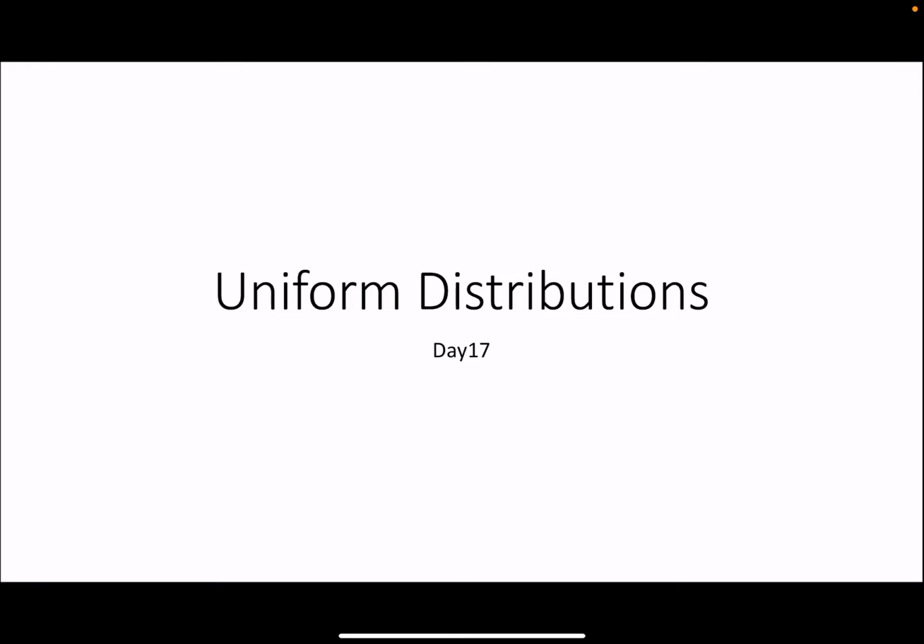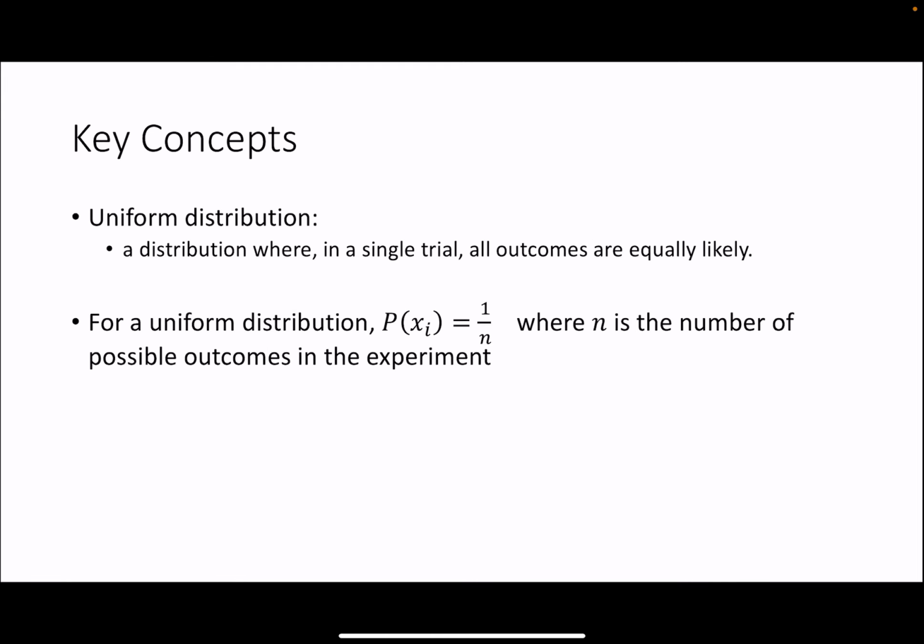We are looking at uniform distributions. It's day 17. This is a probability distribution where in a single trial, all the outcomes are equally likely. It says for a uniform distribution, for every outcome, the probability is 1 over n, where n is the number of possible outcomes in the experiment.